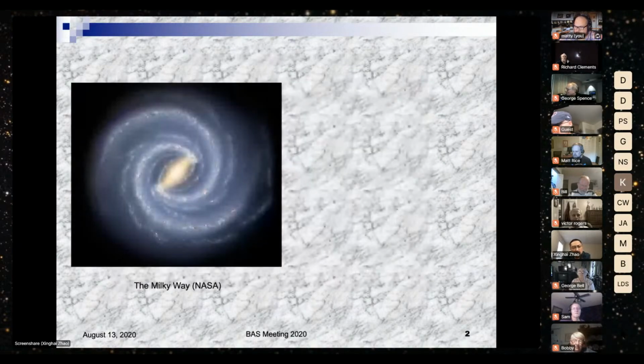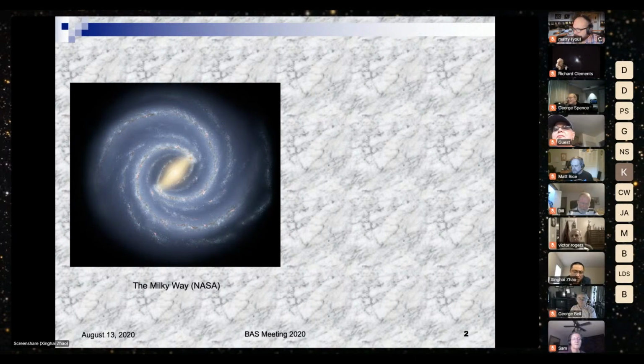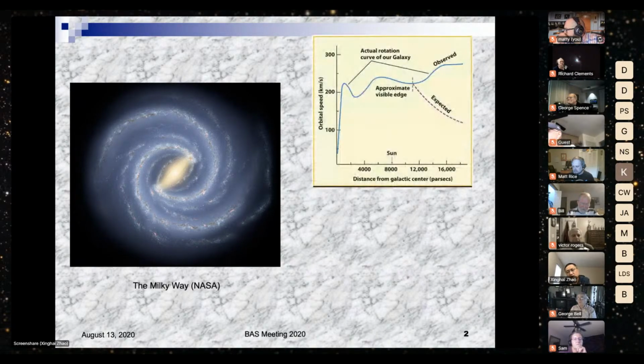The second proof is something we cannot observe, but we can feel the effect of its gravity, and that is from our own Milky Way. This is an artistic rendering of our current understanding of the structure of the Milky Way. It is not an actual picture, but it is close to what the Milky Way should look like from a distance. By measuring the rotational speed of stars or matter around the center of the galaxy, we get a plot called the rotation curve of a galaxy.